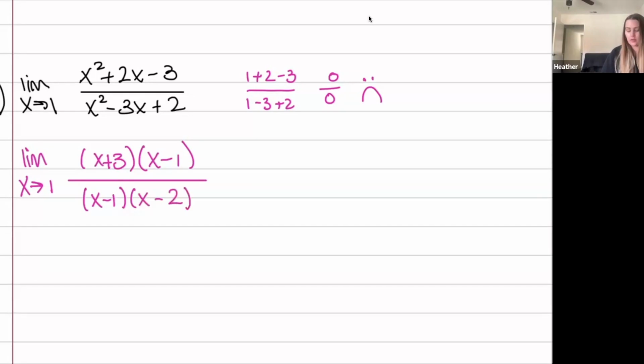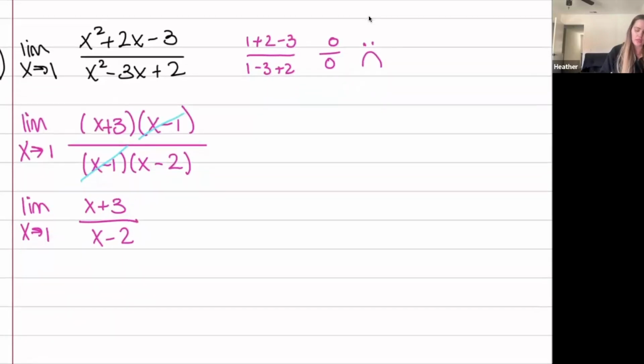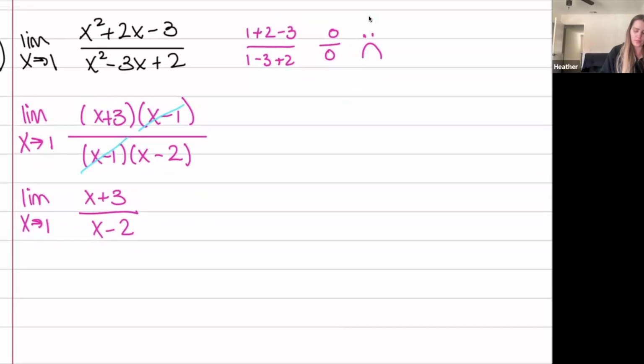All right, so here comes the fun part. We get to cancel out, right? Since they're multiplied, we can cancel. This cancels here. Now I'm left with the limit as x approaches 1 of x plus 3 over x minus 2. Now I can go ahead and try direct substitution again. So this limit will be 1 plus 3 over 1 minus 2, which will give me 4 over negative 1, which is just negative 4.